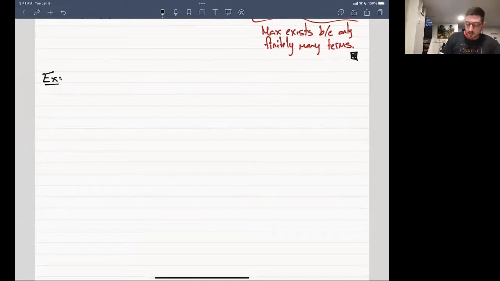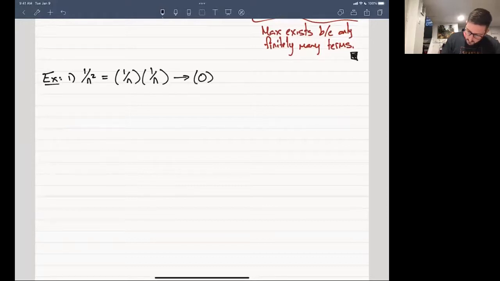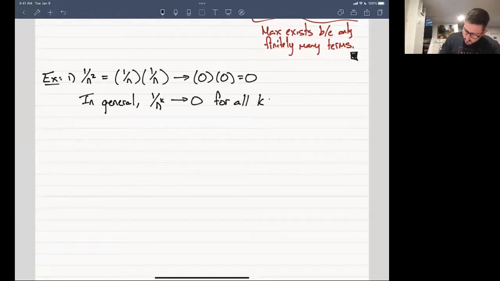But we can see here, for example, 1 over n squared. Well, this thing is equal to 1 over n times 1 over n, and this is going to converge to 0 times 0, which is equal to 0. And more generally, 1 over n to the power of, say, k converges to 0 for all k natural numbers. All right, so now I don't need to use the Archimedean property anymore. Life is good, right?